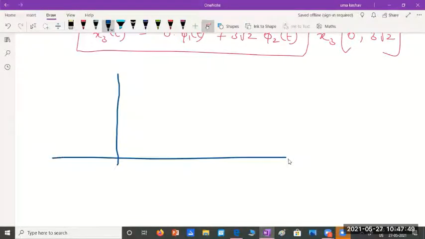I think we only have positive values, no? We don't have negative values. So remember, one axis should represent one orthonormal basis function. The other axis should represent the other. And these two should be at right angles, orthogonal to each other. 90-degree phase shift. Okay?